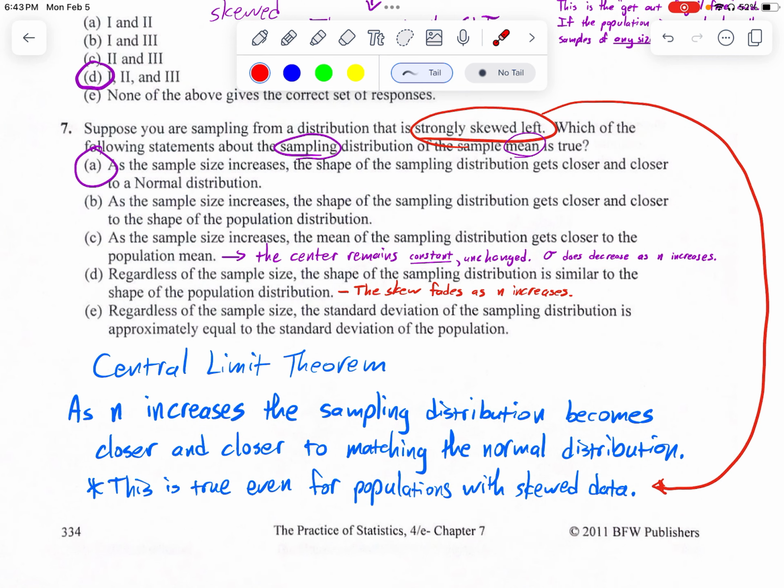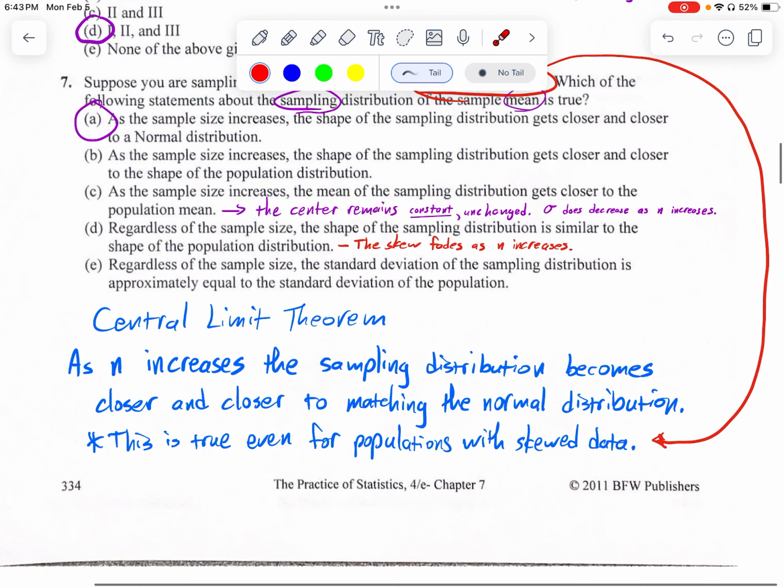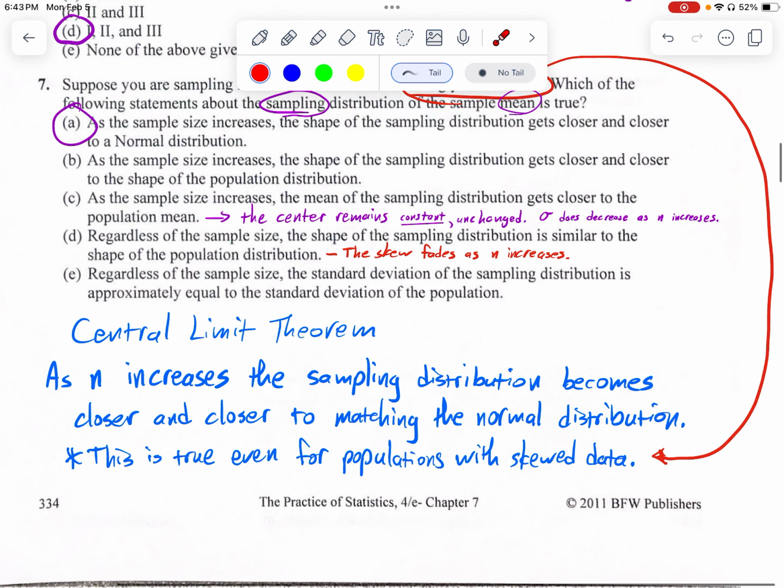D, regardless of the sample size, the shape of the sampling distribution is similar to the population. So no, that's saying let's say your population is skewed left, that no matter how big your sample size gets, the sampling distribution will also always be skewed left like the population. And that's not true. The skew will fade away as n increases. E, regardless of sample size, the standard deviation of the sampling distribution is approximately equal to the standard deviation of the population. That's not true.